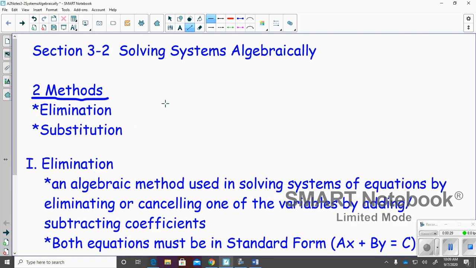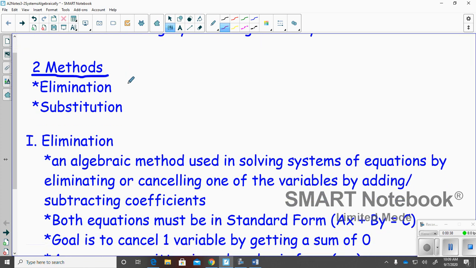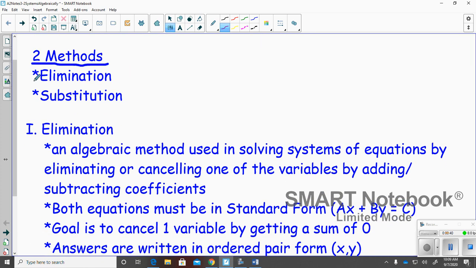It is section 3.2 in your textbook. It's called Solving Systems Algebraically. There are two methods we're going to be looking at. Elimination is the first one, and then substitution.